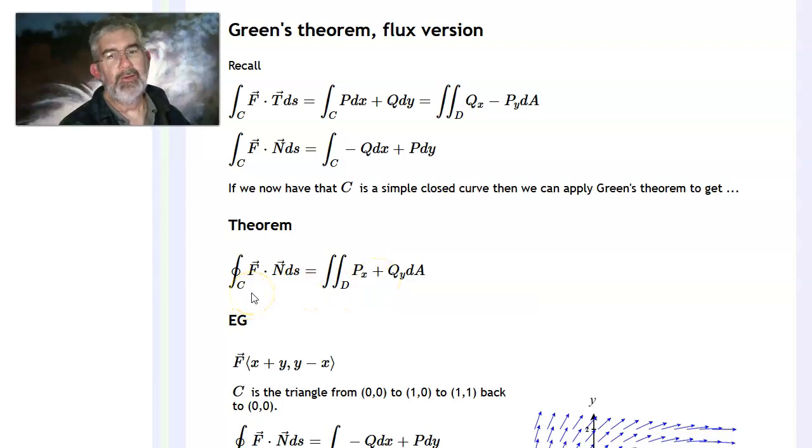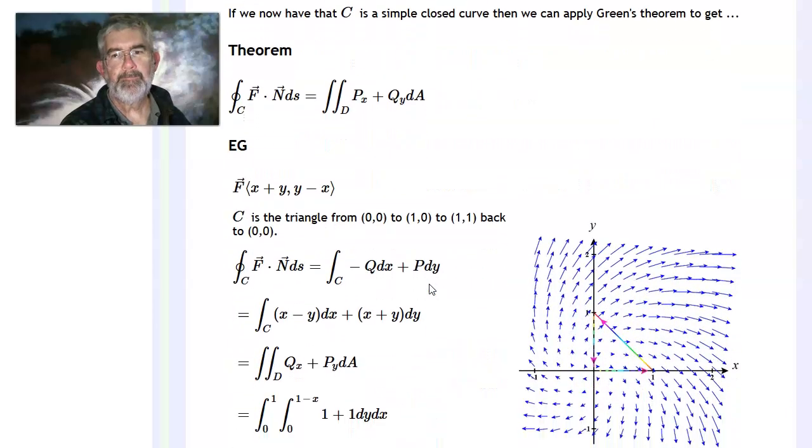So the flux version of Green's theorem says that the line integral around a closed curve C of F dotted with N ds is the double integral over the region inside of C of the partial of P with respect to x plus the partial of Q with respect to y dA. Okay. Let's do a few examples here.